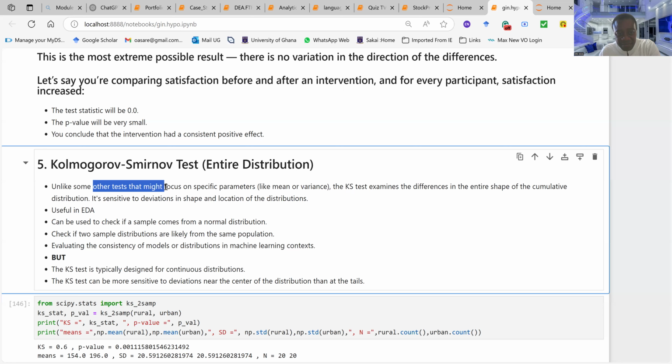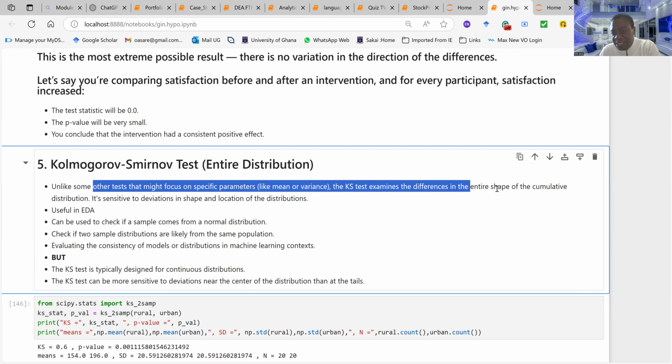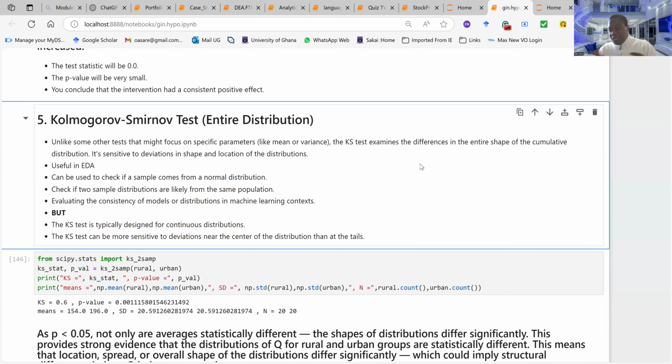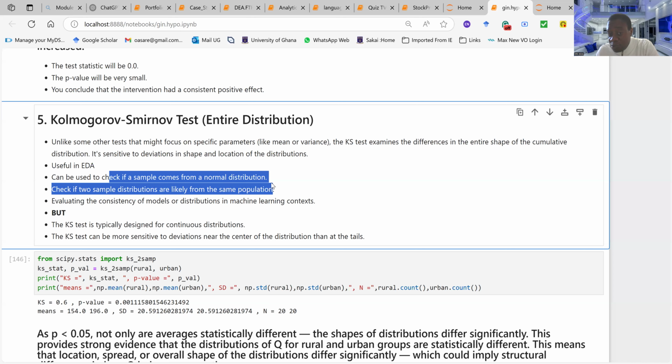Unlike other tests that might focus on specific parameters like mean and median, the KS test examines differences in the entire shape of the distribution: the center, the shape, the size, everything. That's why it's sensitive to deviations in the shape and the location of the distribution. When you want to do exploratory data analysis, it can help you. You can use it to check if the sample comes from a normal distribution. You can use it to check if two sample distributions are likely from the same population. You can use it to check the consistency of models. So let's say you have model 1, model 2.